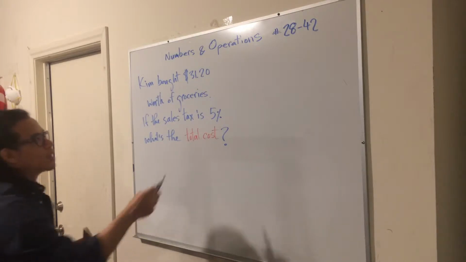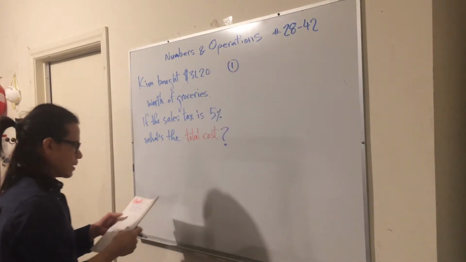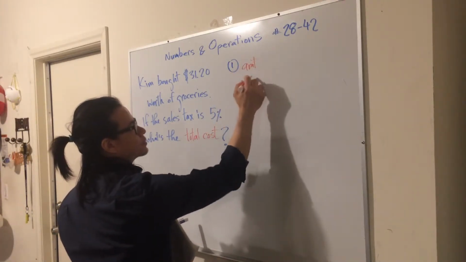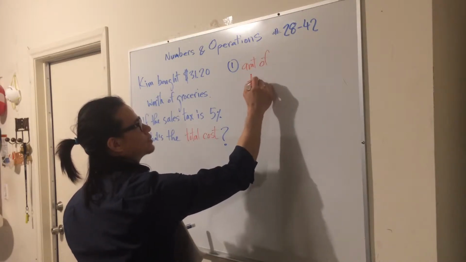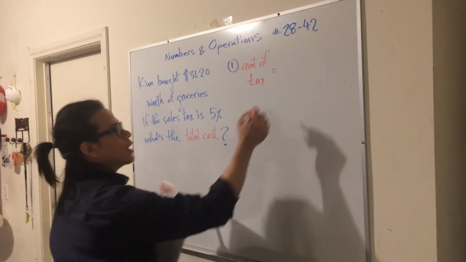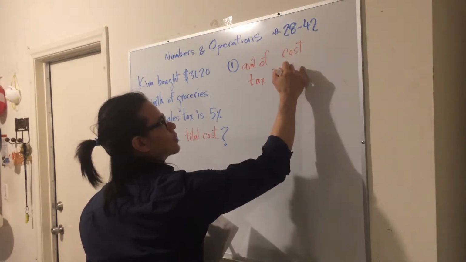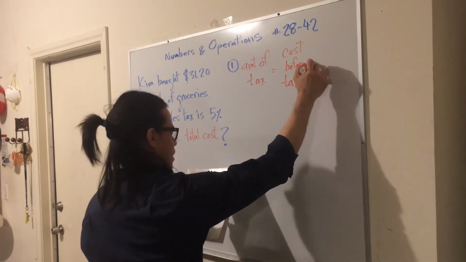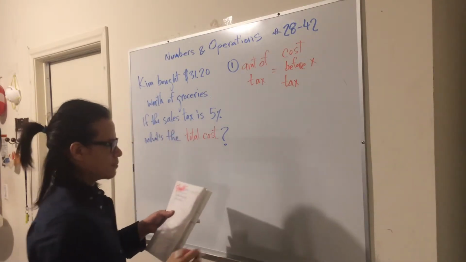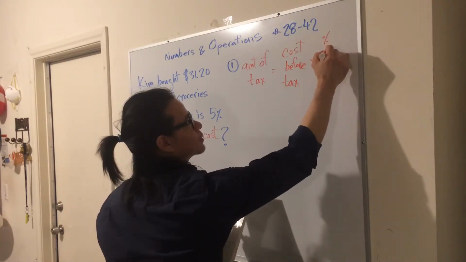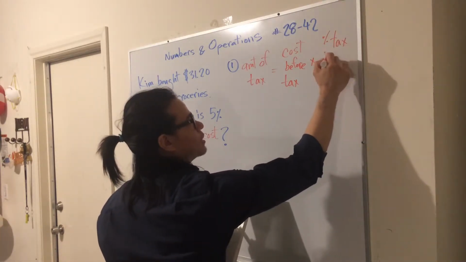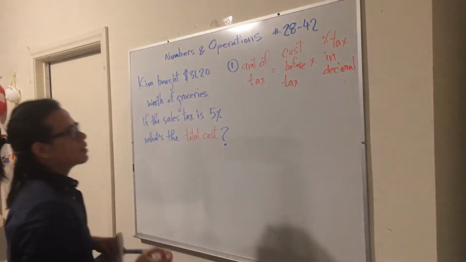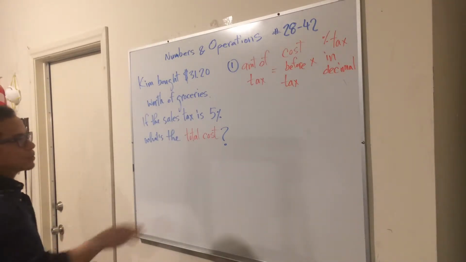Okay, so let's break this problem down into two steps. Step one, we need to find the amount of tax for the grocery items. So amount of tax is equal to cost before tax, and multiply that by the percent tax in decimal. Okay, so that will tell us the amount of tax.